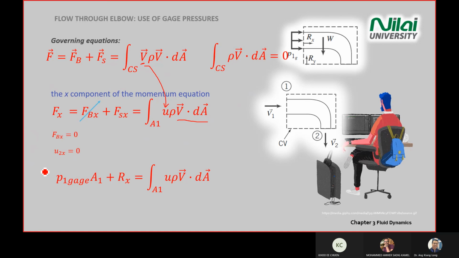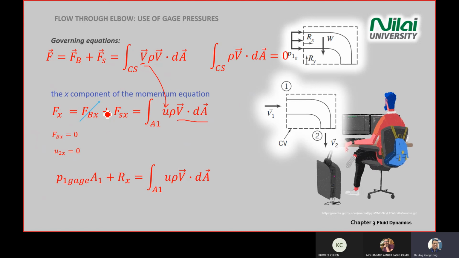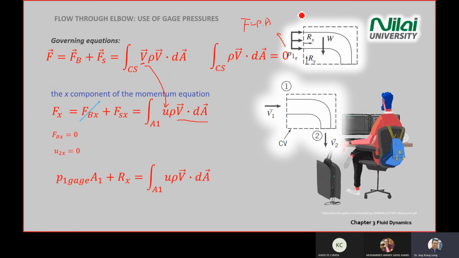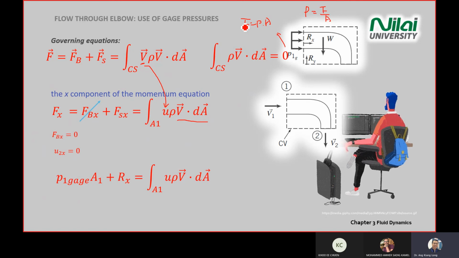In your answer, the next step is for your Fx term. If you look at the free body diagram, you have pressure and Rx. How do you convert pressure into force? Force equals pressure times area, or you recall the pressure definition, pressure equals force divided by area. You rewrite the equation: gauge pressure times area at section 1 plus Rx equals the right hand side integration component.